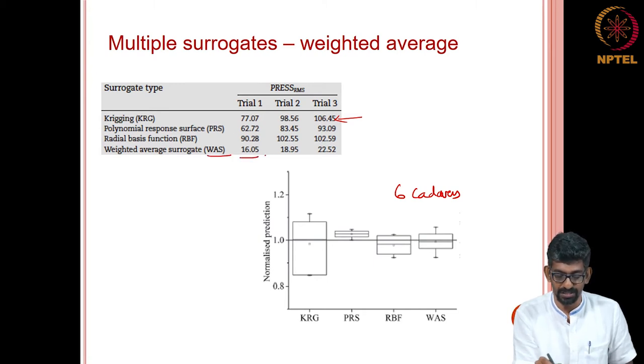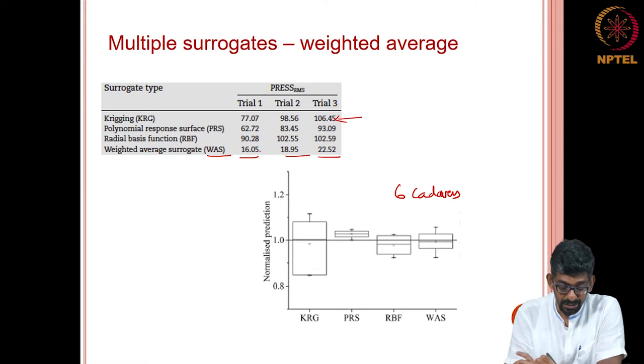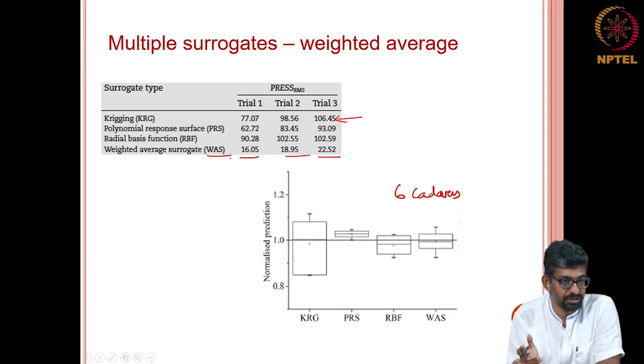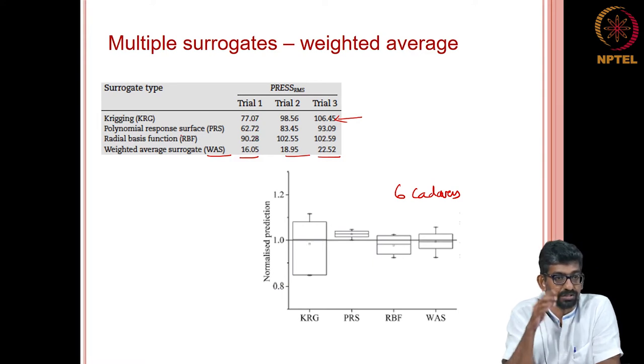So you can look at the PRESS error. The weighted average PRESS error was far better than the others, because you want the minimum error. 0 error means that's the best fit. So you can see the weighted average had the least error compared to any individual surrogate. Weighted average means you weight and take an average, or just take this output, this output, this output, add them, meaning Kriging, PRS, RBF, and then you average them.